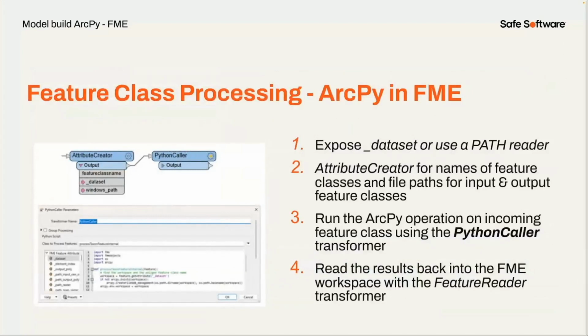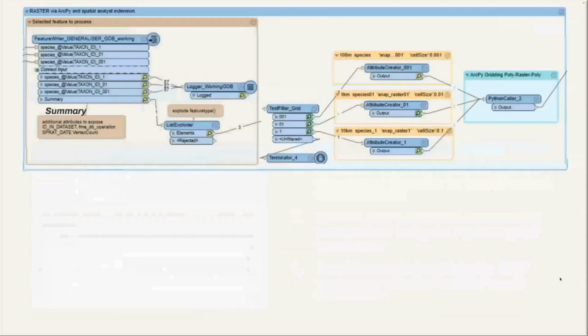And my learnings here were, in order to do feature processing within the PythonCaller, you need the data set or the path to that feature class, as well as perhaps some other attributes, which you can obviously create on the fly that help you orchestrate the flow to the PythonCaller. And after the processing has happened in the PythonCaller, you can read it back with a workflow transformer such as the FeatureReader.